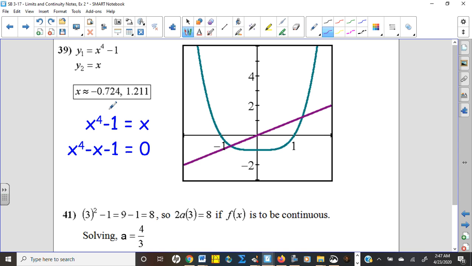39 was really just an algebra problem. It wasn't really a limit problem. So if you were kind of thrown off by it, it didn't really fit in with the rest of it, but I thought it was a really good algebra problem. It asked us if any number was exactly 1 less than its 4th power, basically. Is any number exactly 1 less than its 4th power?